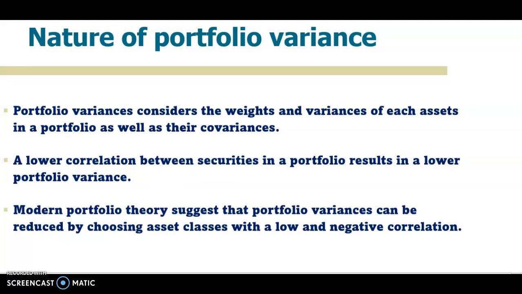A lower correlation between the securities in a portfolio results in a lower portfolio variance. The general rule of portfolio diversification is the selection of assets with a low or negative correlation between each pair.